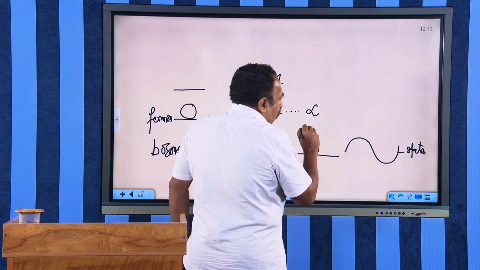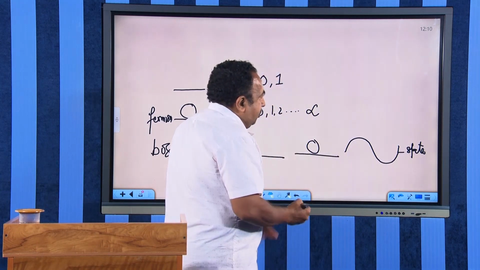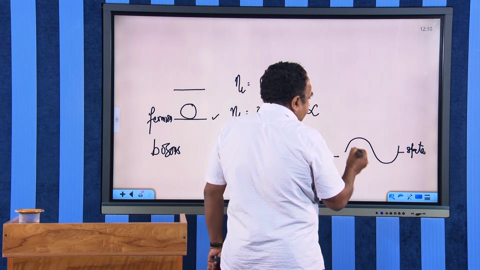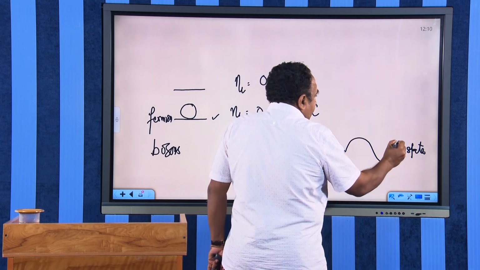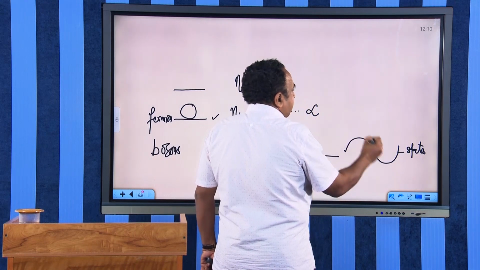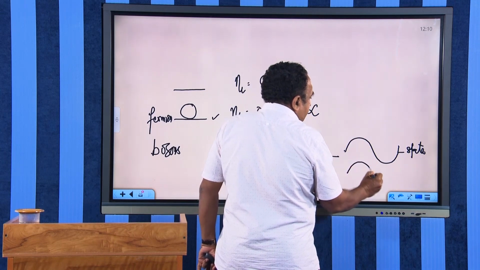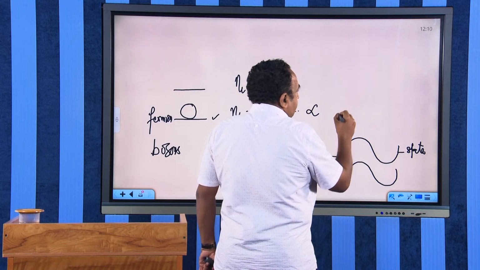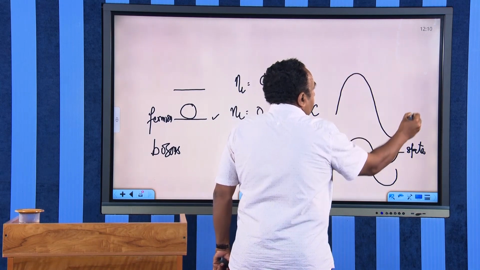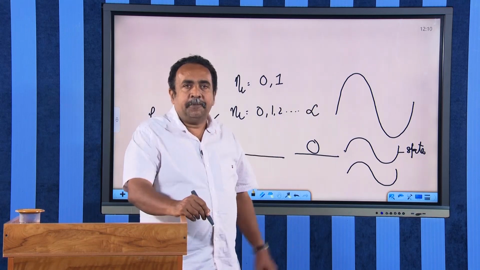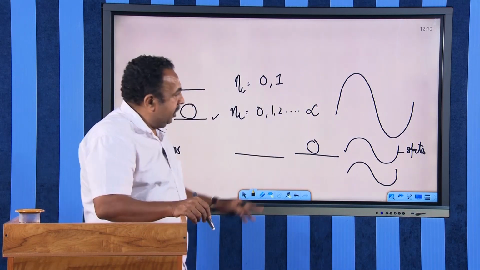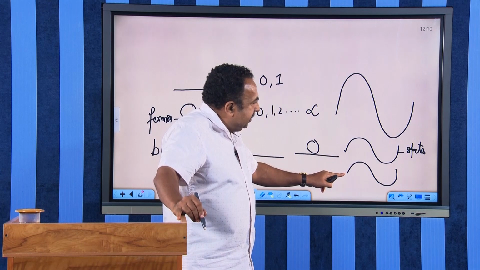Therefore, when I say that there are two particles in the same state, what I am doing is adding the wave of the first particle with the second particle. If this is my second particle, these two will be added together and I will get a bigger wave. This is two particles in a single state. This is the first particle, this is the second particle.